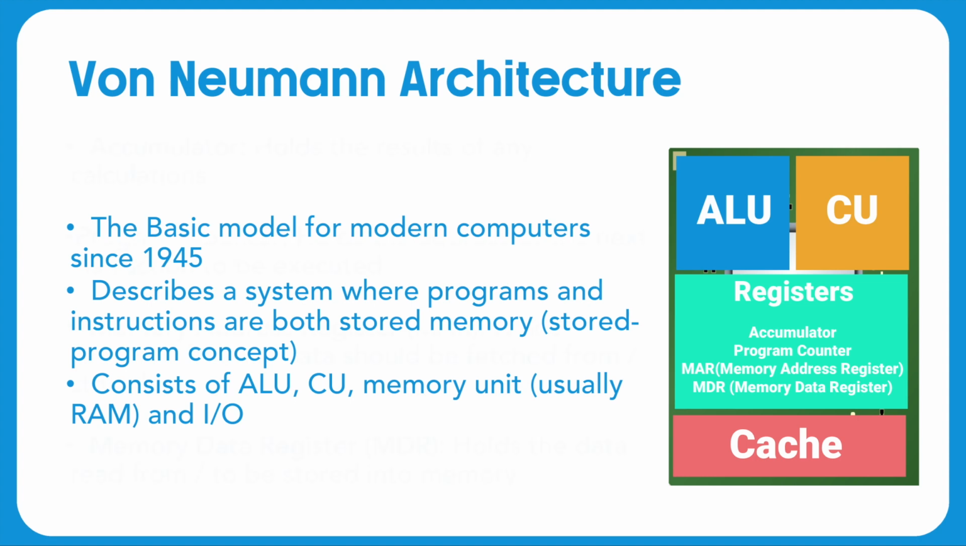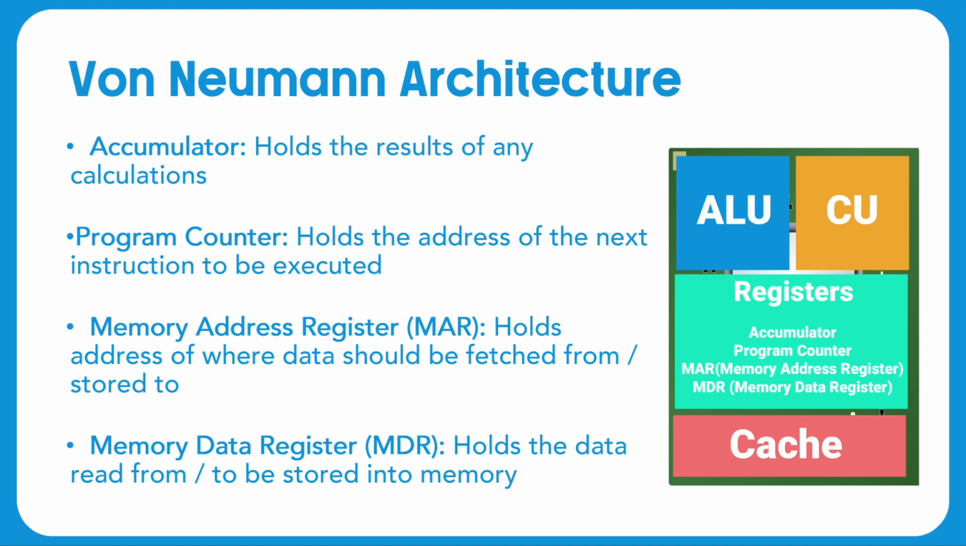The accumulator holds the results of any calculations that have been performed on the ALU before the data has been written to memory. The program counter holds the address of the next instruction to be executed. The memory address register holds the address of where the data should be fetched from or stored to. And the memory data register holds the data that has been read from or will be stored into memory.